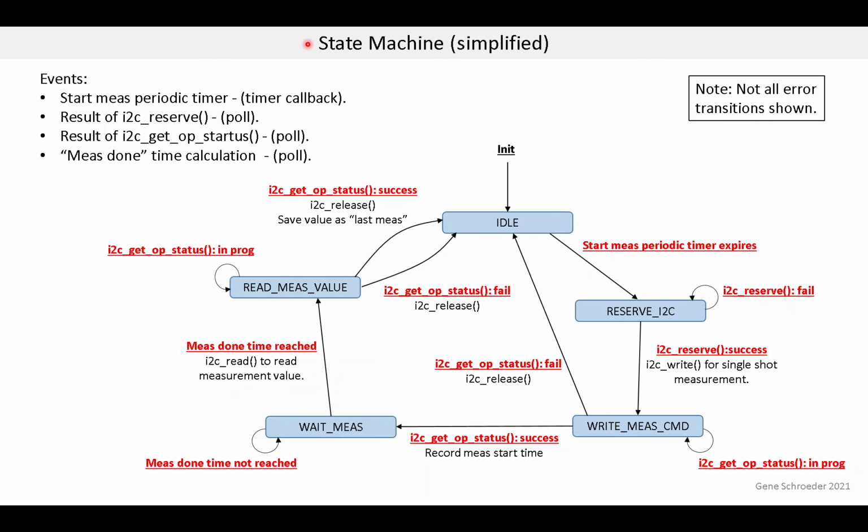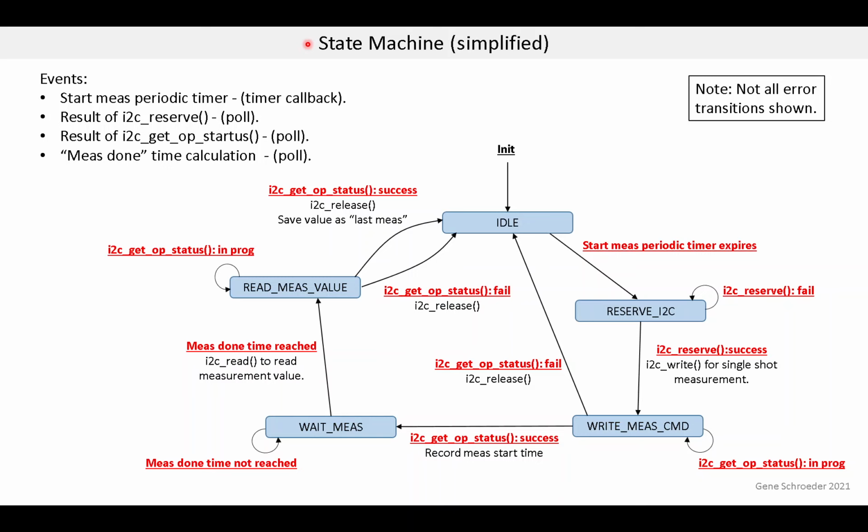So here is the state machine for temp hum. As with the state machine for the I2C module, this is a simplified view and not all of the error transitions are shown. So I came up with this by just going through the steps of what is needed to do a measurement cycle. And what we do is send a command to the sensor, we wait a short time, and then we read the result from the sensor.